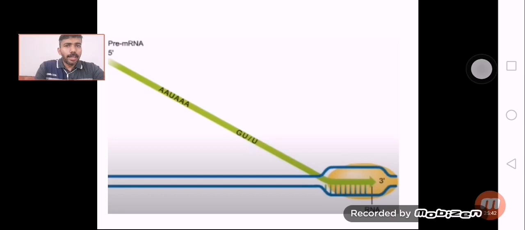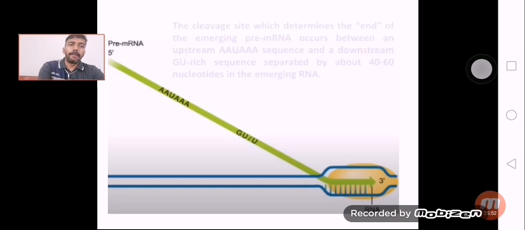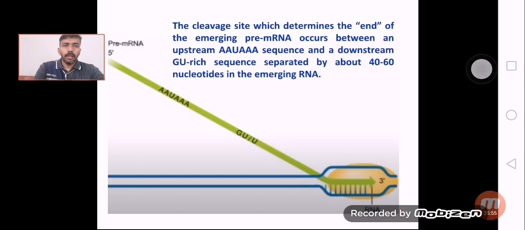For polyadenylation, there is a sequence which is specific for it, denoted as AAUAAA. You can see that. The cleavage site, which determines the end of the emerging pre-mRNA, usually occurs between the upstream AAUAAA sequence and the downstream GU-rich sequence, and these two sequences are separated by around 40 to 60 nucleotides in the RNA molecule.